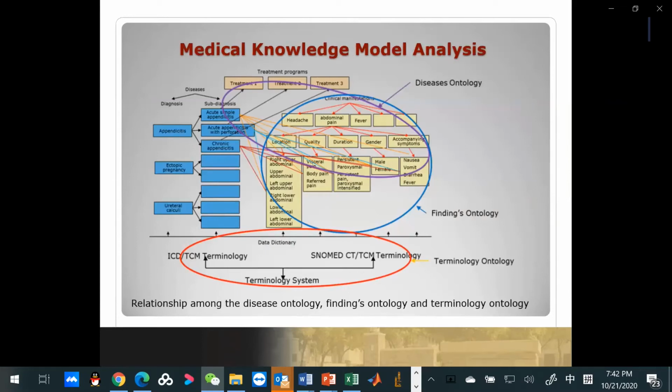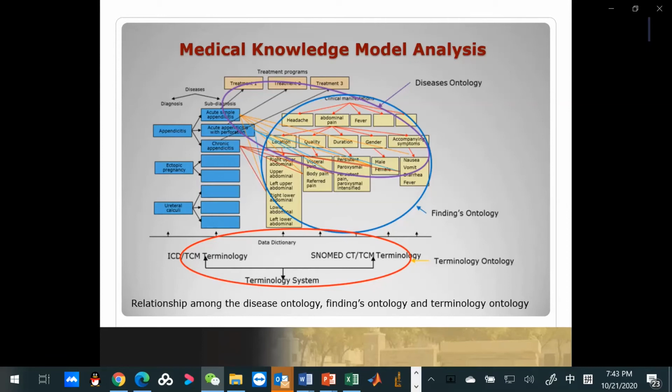In this slide, we convert the medical knowledge model into this diagram. It clearly shows the ontology structure of every knowledge layer. The yellow part shows the clinical findings structure. The blue part shows the clinical diagnosis structure. The orange part shows the treatment structure. All of them are supported by a terminology system.